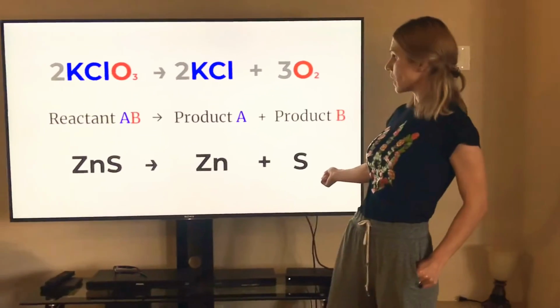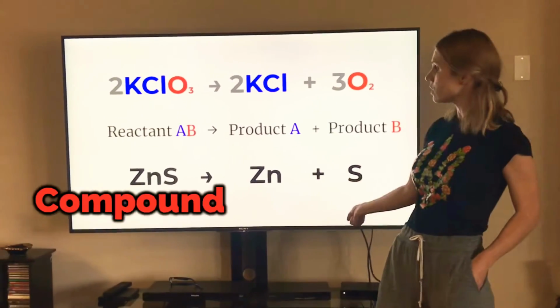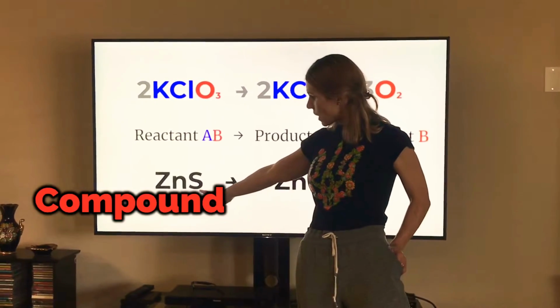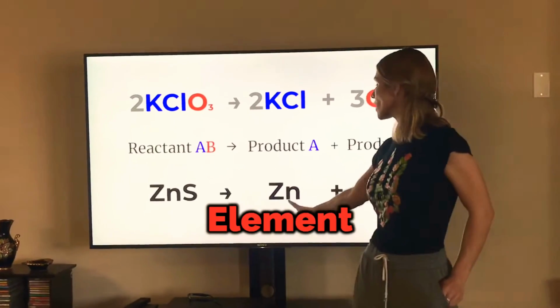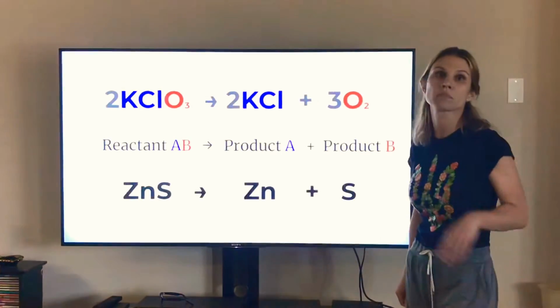Another example of decomposition is zinc sulfide decomposes into zinc and sulfur. Make sure you have 1 reactant, a yield arrow right away, and then you have 2 products. That's how you know that it's decomposition, which is the split.